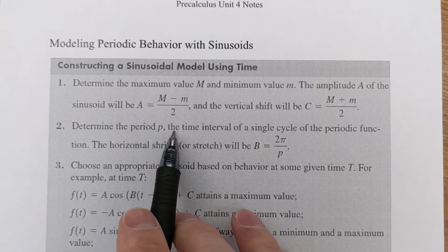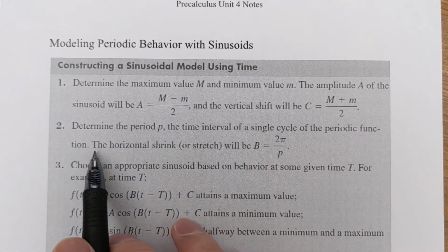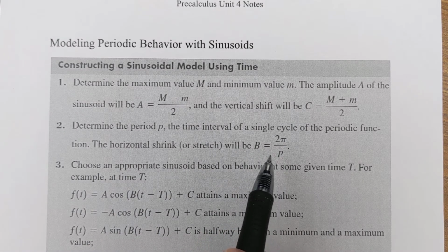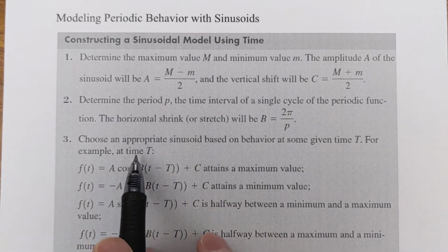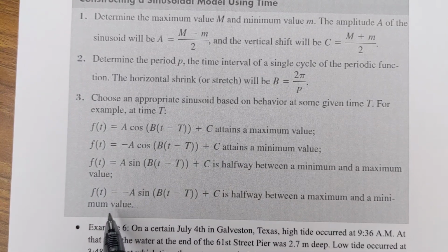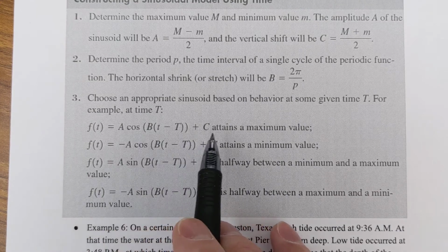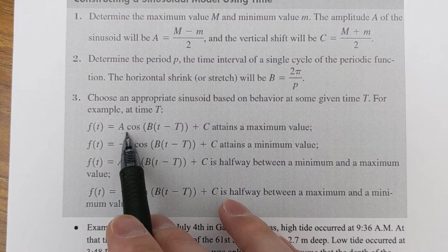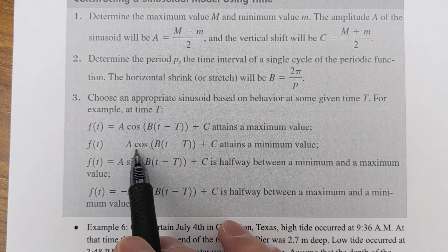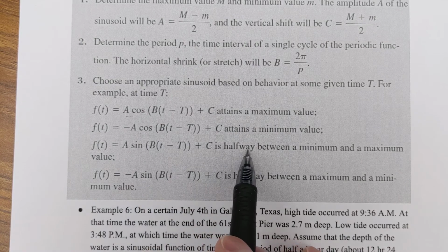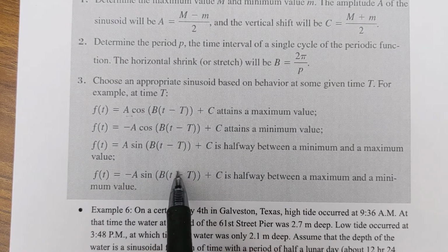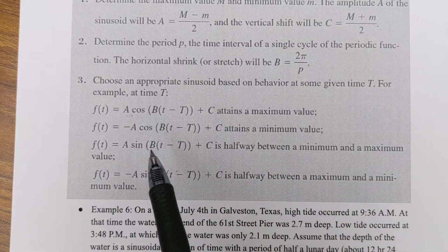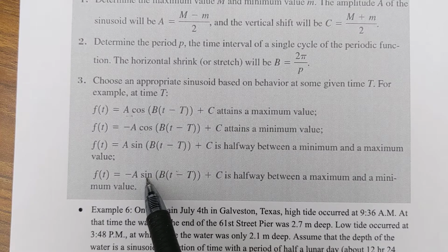To determine the period p, the time interval of a single cycle of the periodic function, the horizontal shrink or stretch will be b equals 2 pi over p. So we need to figure out how long it takes this to repeat. And then you choose one of these 4 versions, depending on what you're doing. If you know it attains a maximum value, you're going to use the positive cosine. If you need it to attain a minimum value, you're going to use a negative cosine. If it's halfway between a minimum and a maximum, going down to up, you'd use this one. If you're going up to down, you'd use this one.